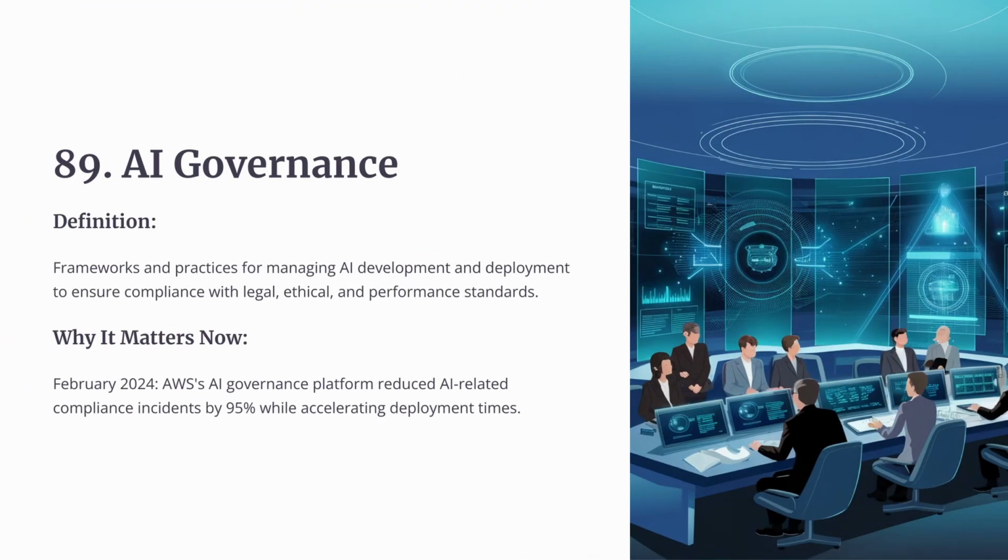AI governance refers to frameworks and practices for managing AI development and deployment to ensure compliance with legal, ethical, and performance standards. Think of this as creating traffic laws for AI, rules that ensure everything runs smoothly and safely. AWS's platform shows how effective good governance can be. It's like having a perfect traffic system where accidents are rare and everything moves faster.